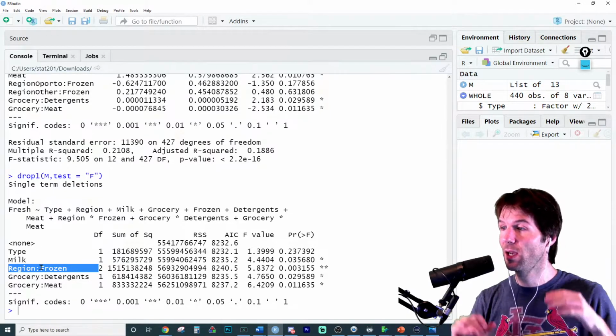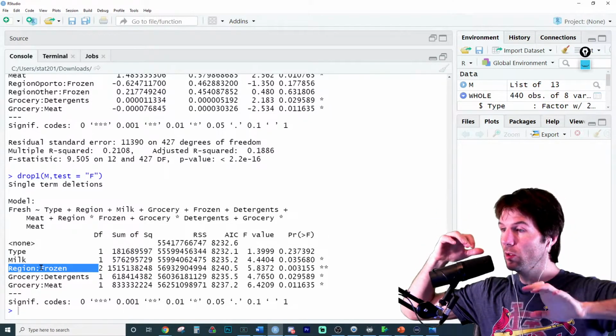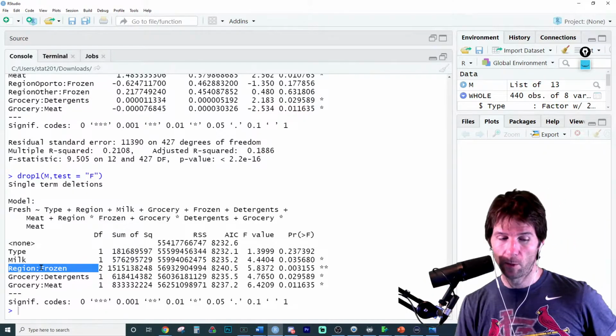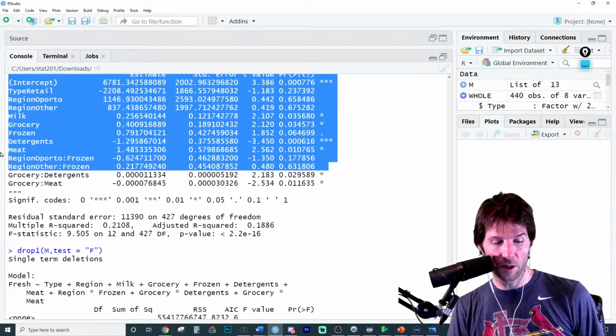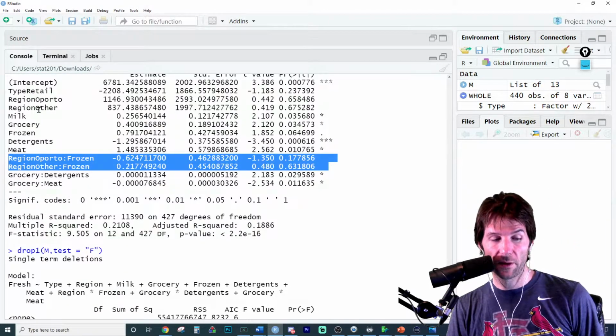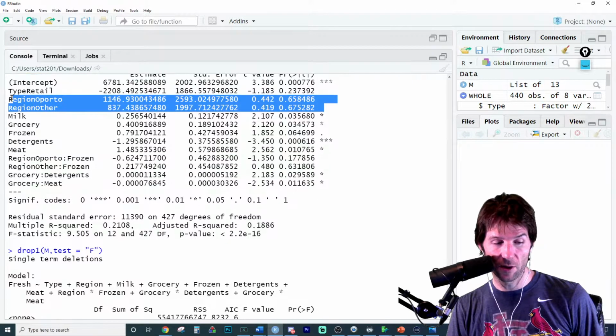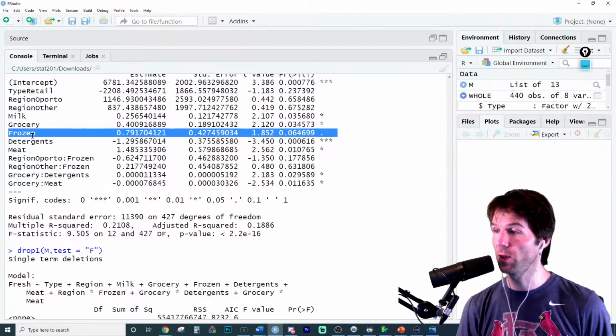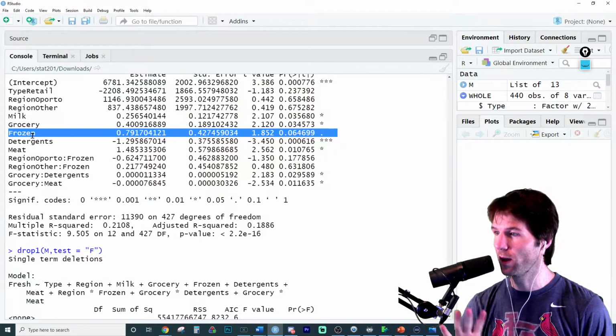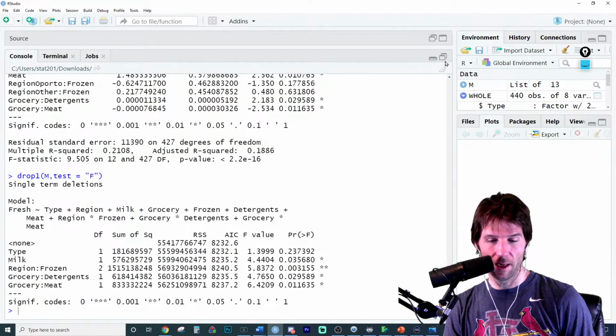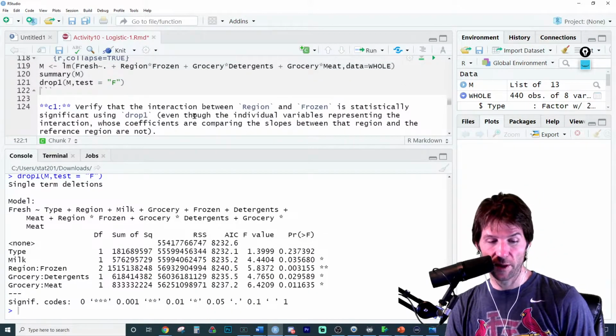Model hierarchy states that if you have an interaction between variables, you need the two components of that variable. What do I mean by that? Here we are with the interaction between region and frozen. Thus, we need the region variable right here, and we need the frozen variable in our model. So that means we have not messed up model hierarchy. And so, definitely verify the interaction between region and frozen is statistically significant.